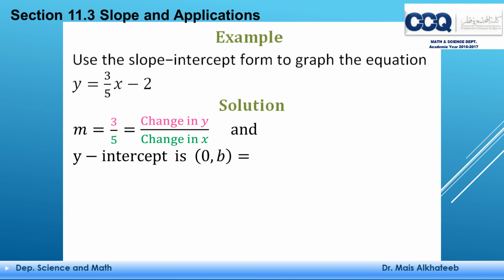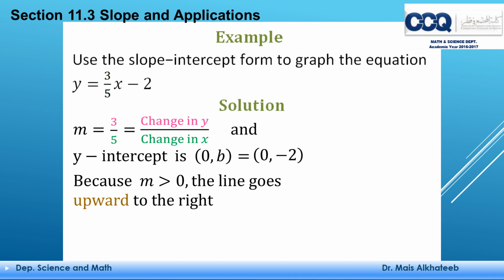Also from the equation 3/5 x minus 2, what is b? From this equation b is 0, minus 2. Because m is bigger than 0, the line goes up to the right.